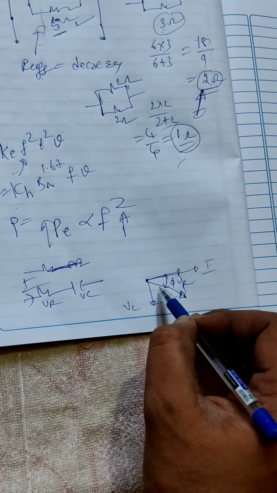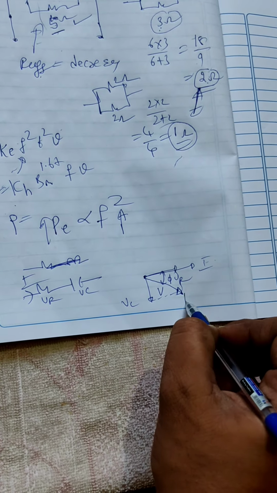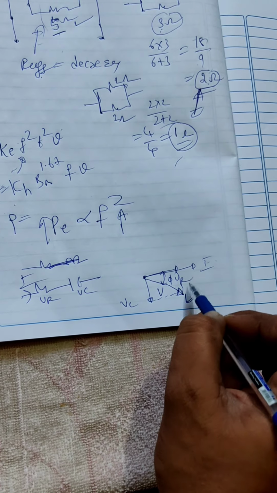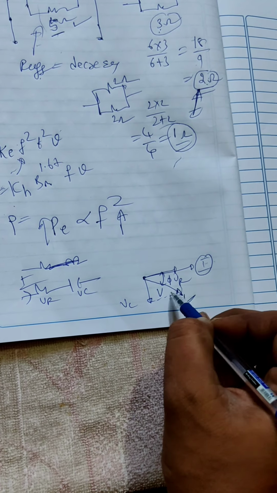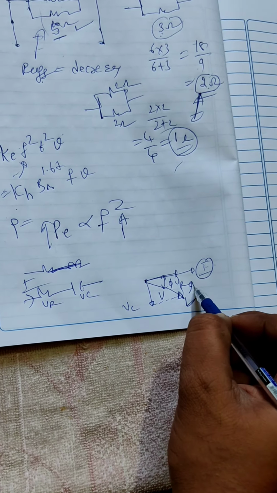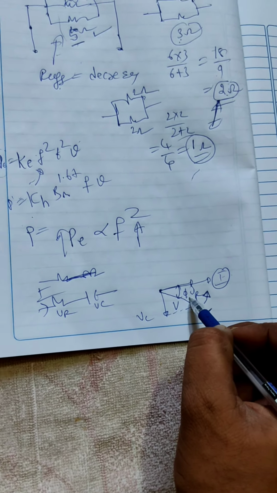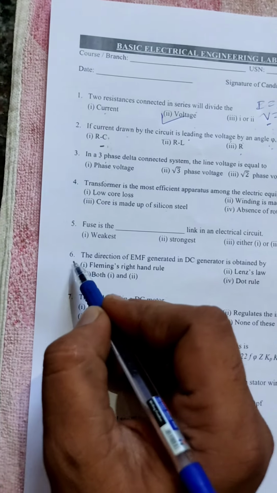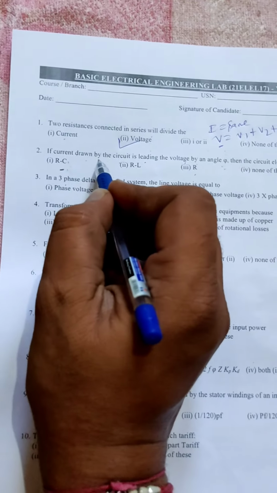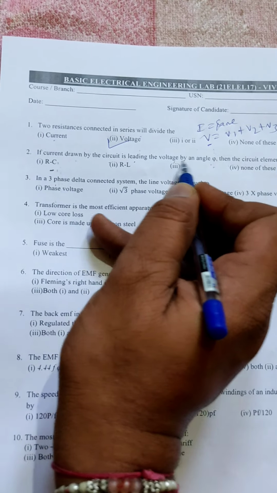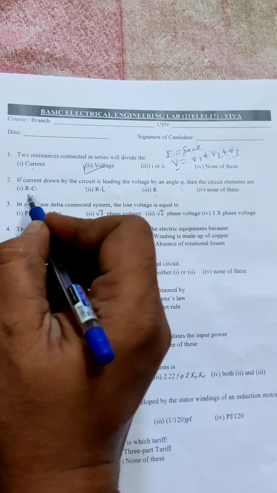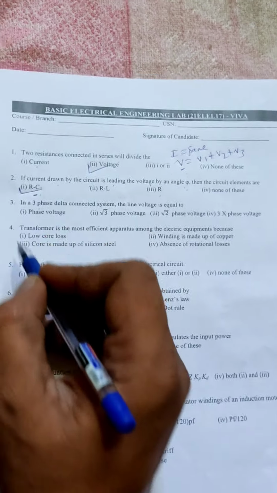Now, with respect to this voltage, the current is leading the voltage by phi degrees. So what type of circuit is it? The RC circuit is correct. If the current drawn by the circuit leads the voltage by an angle phi, then the circuit elements are R and C.